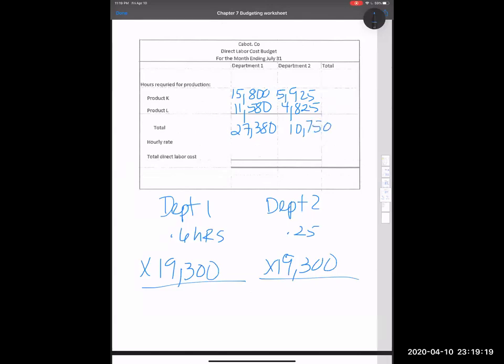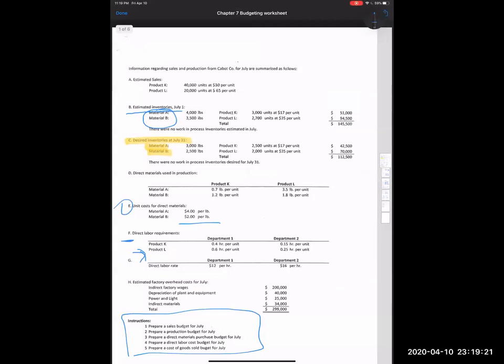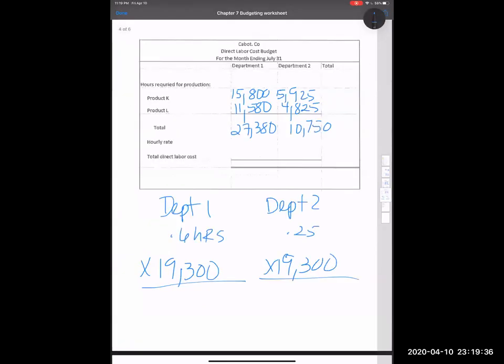Now let's talk about the hourly rate. Each department has an hourly rate. And so we're going to get that information from G. G gives us the direct labor rate for each department. So department number 1 is $12 per hour and department number 2 is $16 per hour. So what we're going to do is translate that to our direct labor cost budget, and we put that there, $12 and $16 per hour.